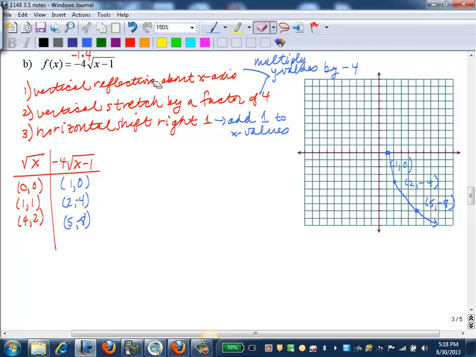So if you look at your transformations, you can see the vertical reflection. The parent function is that increasing ray. Now that ray or ramp shape has been reflected down here. You can see it's a little narrow or it's stretched, and you can see the shift to the right. And if it helps you, you don't have to do this, but if it helps you to graph the parent function 0, 0, 1, 1, 4, 2, you are certainly welcome to do that. So this was our original square root of x. And then after those transformations, here's our negative 4 square root x minus 1.